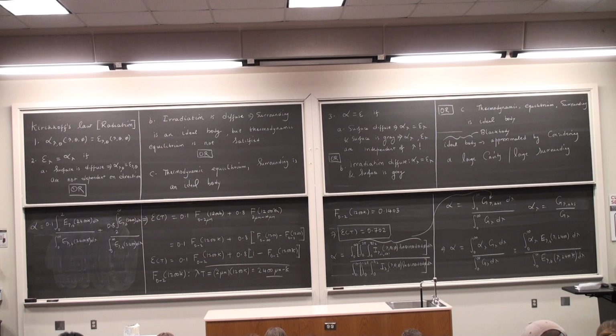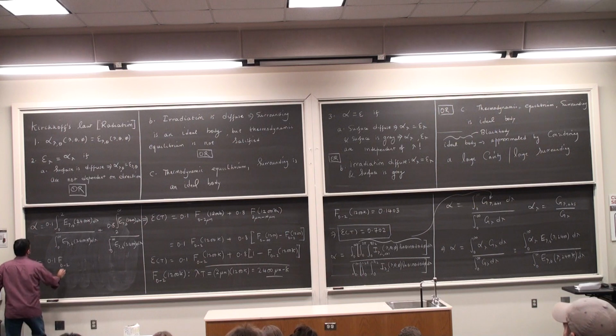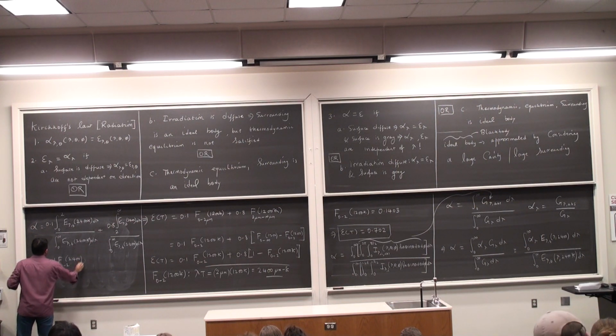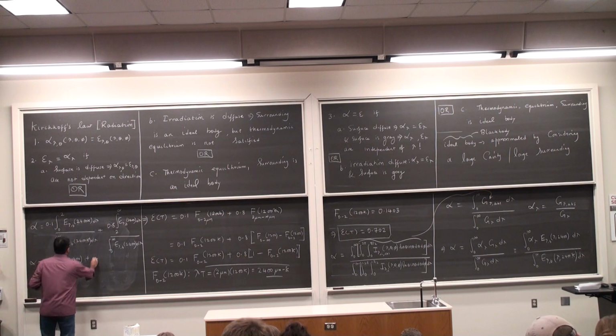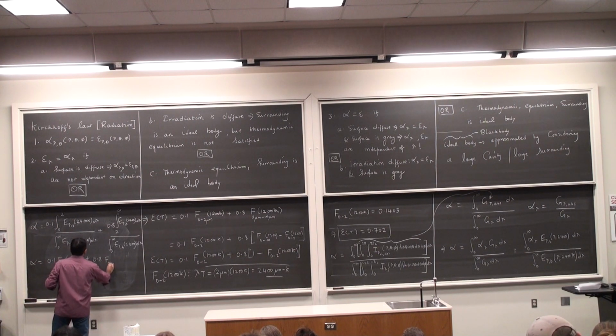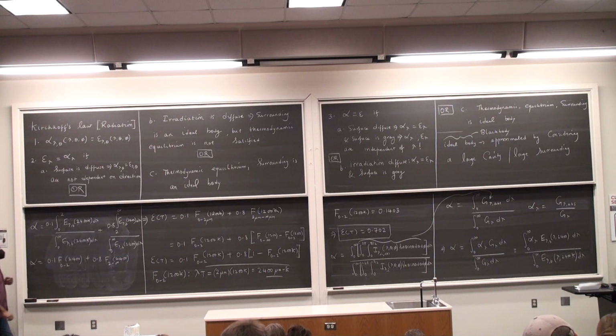The first one is a fraction at 2400 between 0 and 2. The second one is a fraction from 2 to infinity at 2400. So alpha is 0.1, f from 0 to 2, at 2400, and 0.8, f from 2 to infinity at 2400.